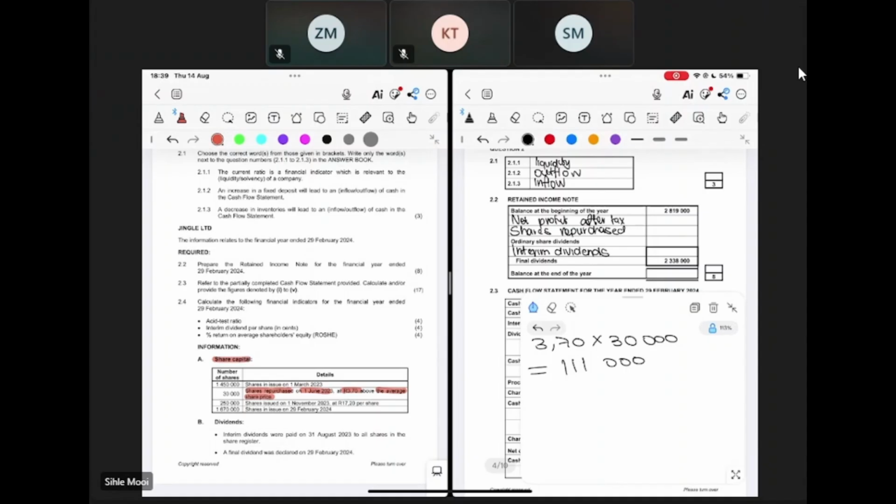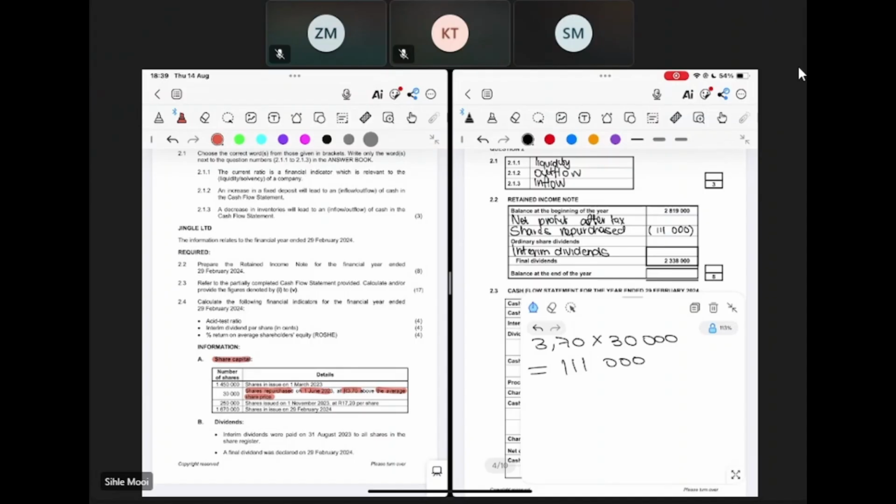And that's our shares repurchased. Remember to put it in brackets to show that it's negative, because this amount was above the average share price, meaning we have paid more than what the value of the shares is. Okay, now let's continue. Dividends.